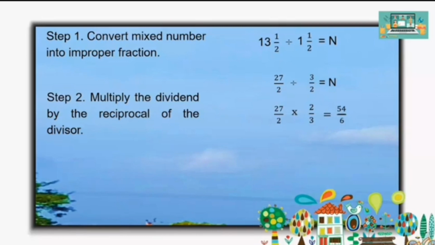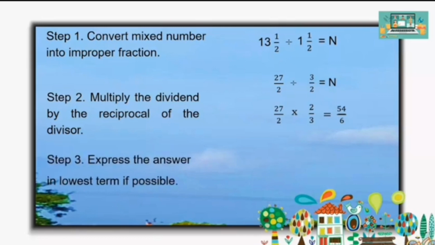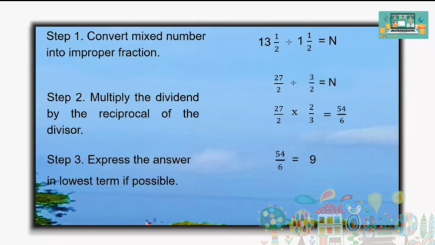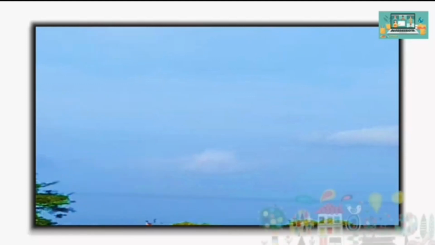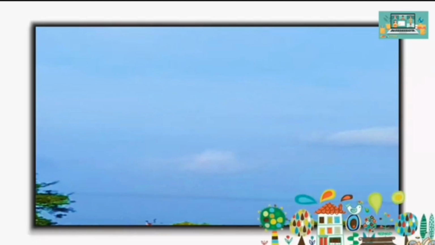But we need to express our answer in lowest terms if possible. So 54 divided by 6, the quotient is 9. So our final answer is Elsa can make 9 PPEs. We can also solve that kind of problem using the cancellation method.